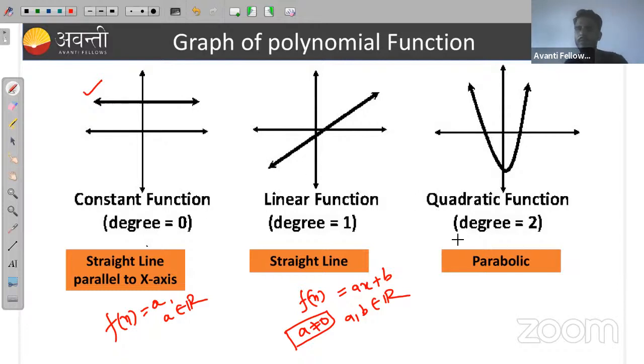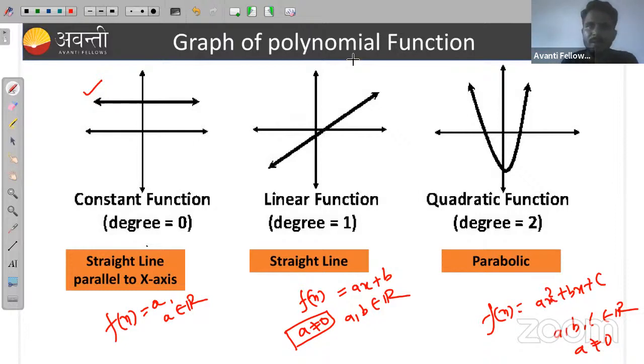And what is a quadratic polynomial? If it is a quadratic function, then f of x is equal to ax square plus bx plus c, where a, b, c belong to R and a is not equal to 0. If a is equal to 0, then it will reduce to a linear polynomial. So this will always be parabolic in shape.